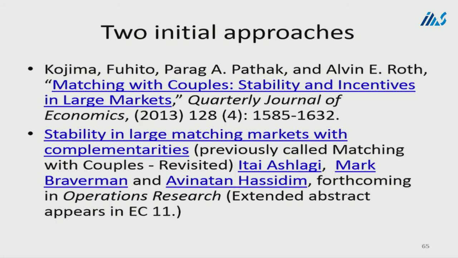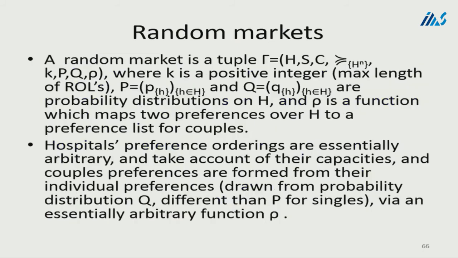So the approaches I'm going to tell you about, there's a recent paper from the QJE where I'm a co-author with Fuhiro and Parag, and there's a better forthcoming paper by Itai Ashlagi and co-authors, all Israelis, as it happens. Itai will tell you a little bit about it. But let me tell you a little about our paper and why Itai's paper is better and what the open kinds of problems are. So to get theorems about probabilities, I'm going to need random markets.